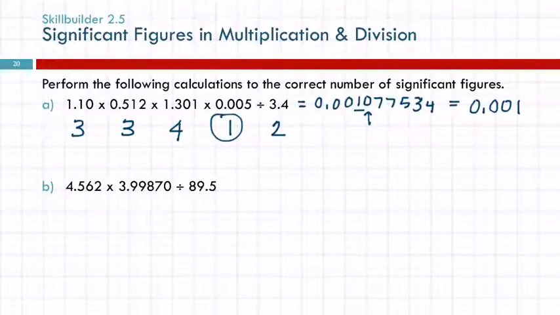Let's do another one. So 4.562 times 3.99870 divided by 89.5 equals. Again, my calculator is showing me a mess.